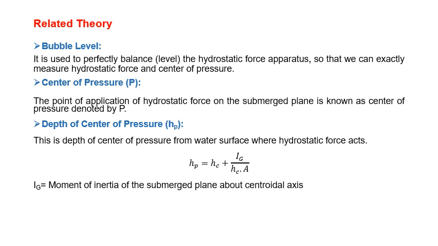and the point of application of hydrostatic force is called center of pressure, P, and the depth of this center of pressure is HP, which can be computed using this formula. HP is HC plus IG over HC A, where HC is the distance from the water surface to the centroid of the vertically submerged surface. IG is the moment of inertia about its centroidal axis, and A is the cross-sectional area. So it basically depends upon the geometrical properties.